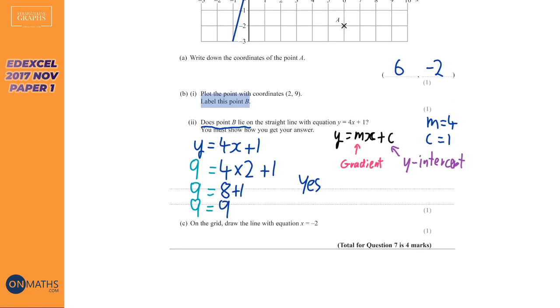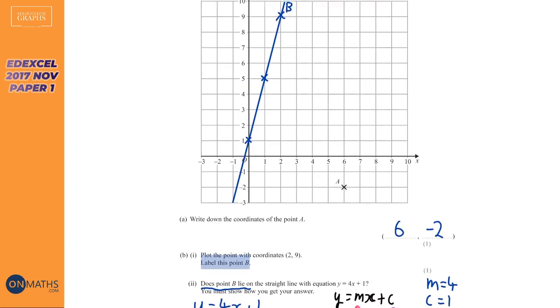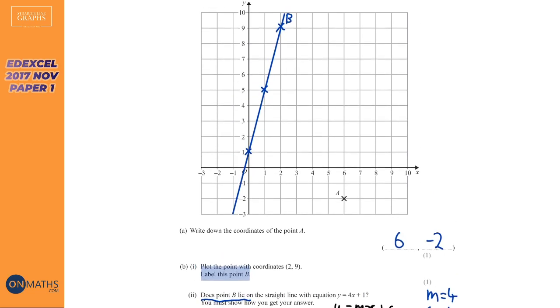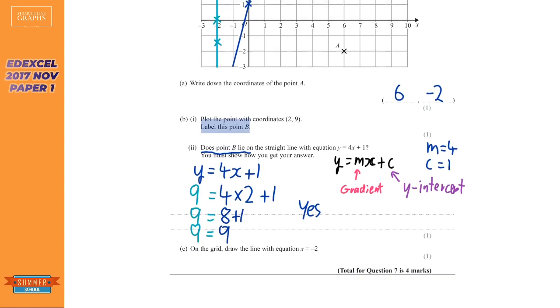On the grid, draw the line with equation x equals -2. So let's have a look where x is -2. Well, x is -2 here. Where else? Oh, no, that's x is 2. X is -2 here. Right, where else is x -2? Well, here, here, here. You might see a pattern here. X is -2 anywhere along this line here, if I can draw it right. Anywhere along this line is x equals -2. Okay, and that's our x equals -2 line, and that would give us the mark.